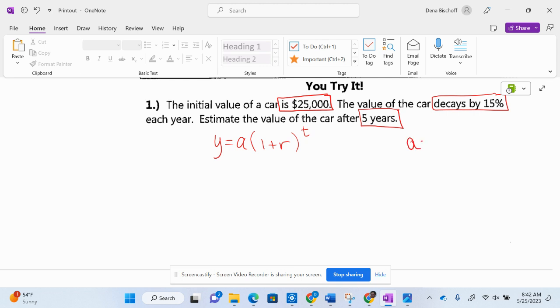What is A? Yeah. Is it 1 plus R? It's 1 plus R to the power of T. Yep. So A is 25,000. Remember, that's your initial amount. So my car was originally worth $25,000.